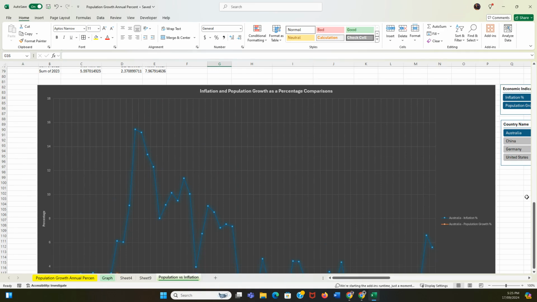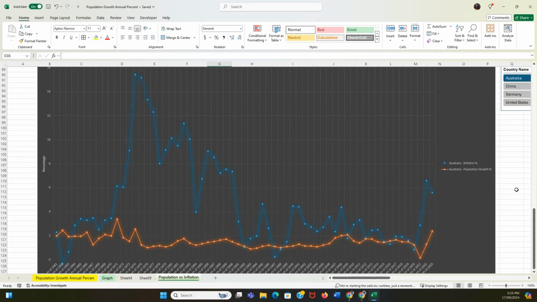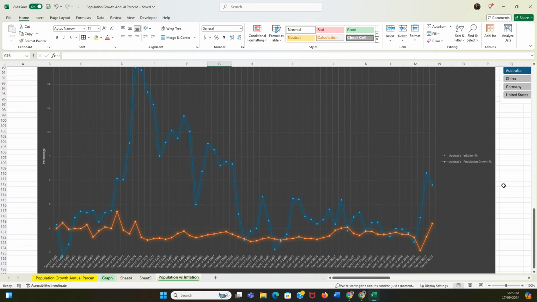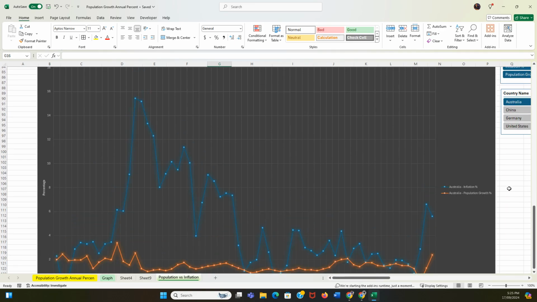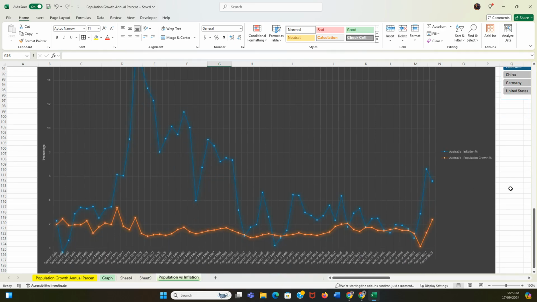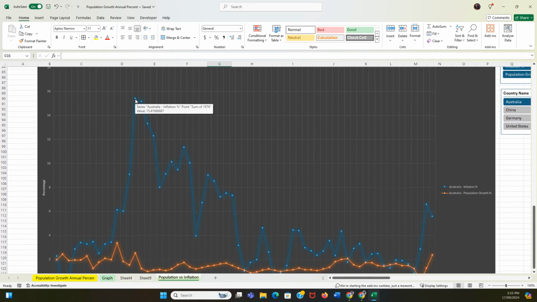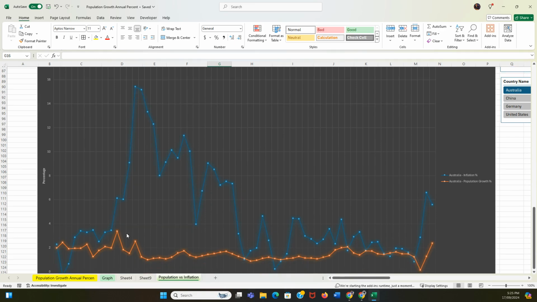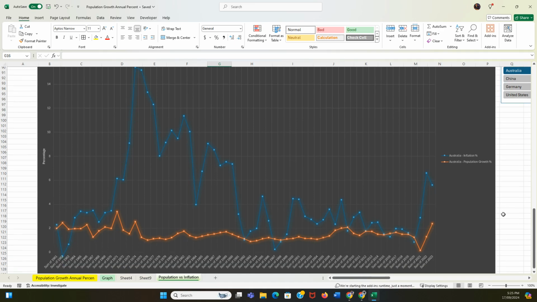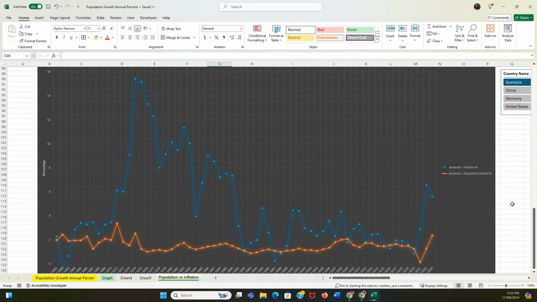Over here next, inflation and population growth as a percentage comparison. I can do different countries, but Australia is the most important. Looking at inflation percentage versus population growth percentage, the one to note is that inflation was highest in 1974, whereas we saw the highest population growth in 1971. So that kind of followed each other, but there's no real pattern that comes to immediate attention that would suggest that really high population growth in Australia is the sole indicator of inflation.